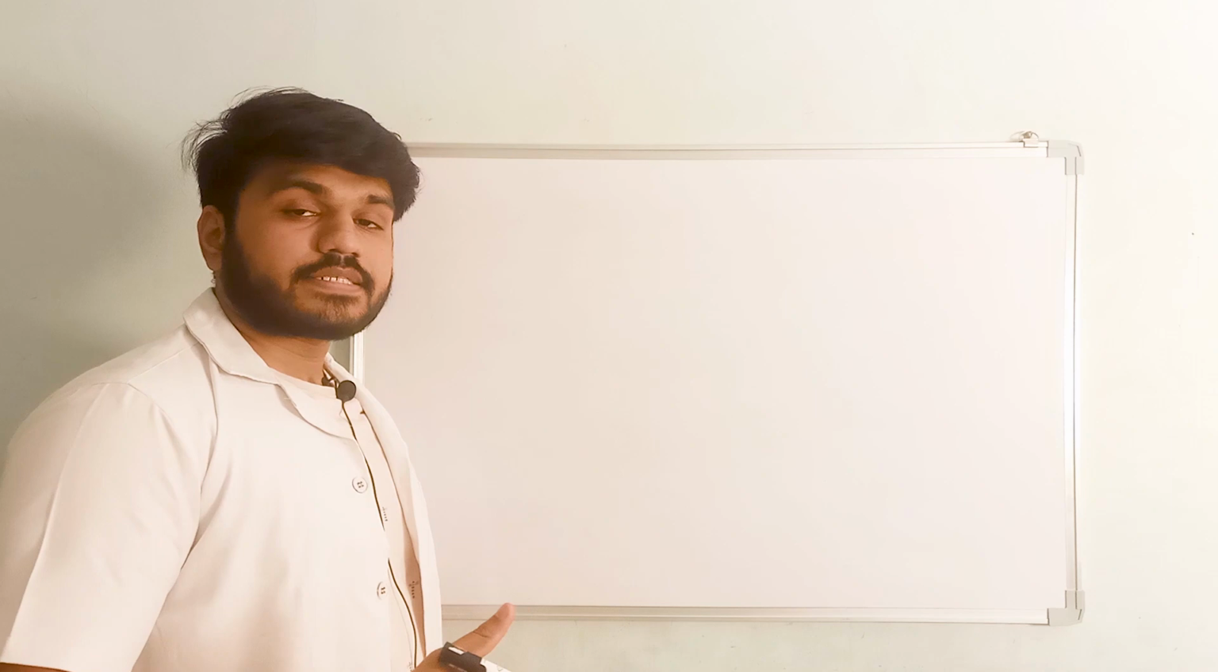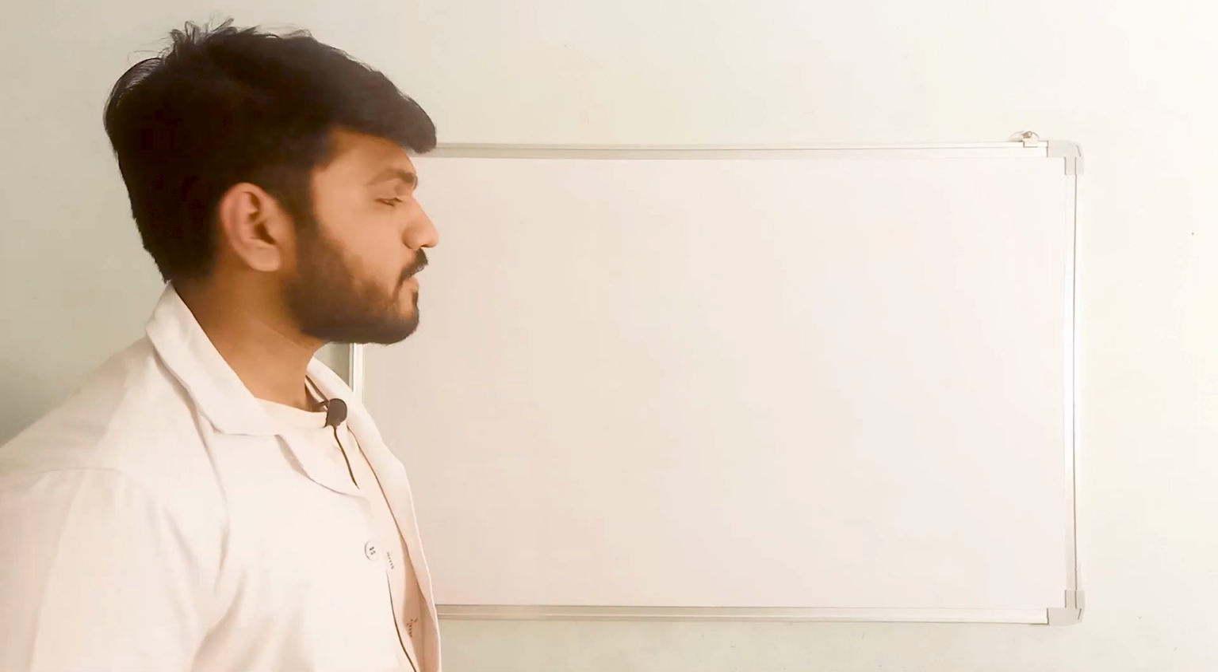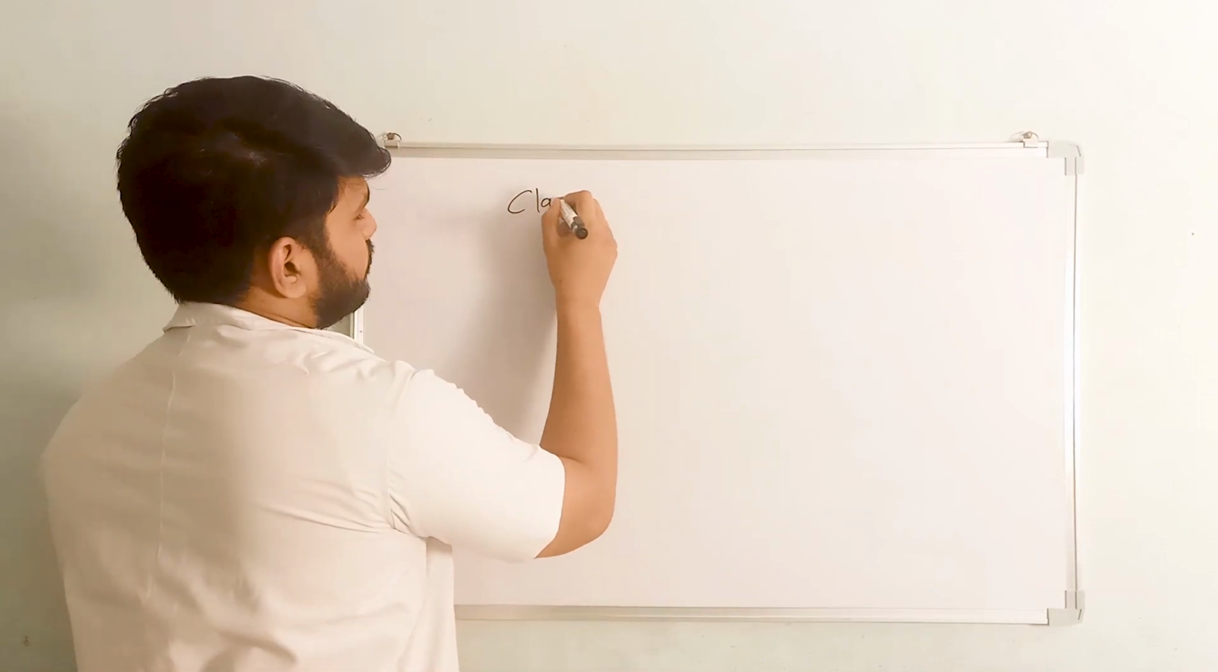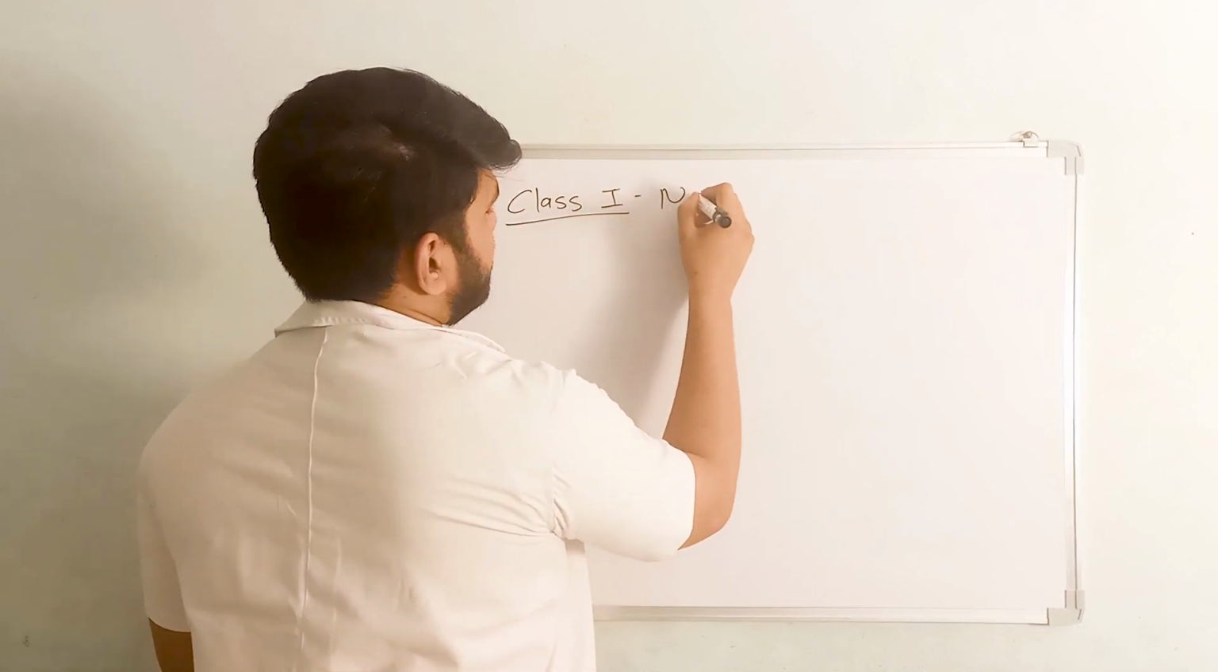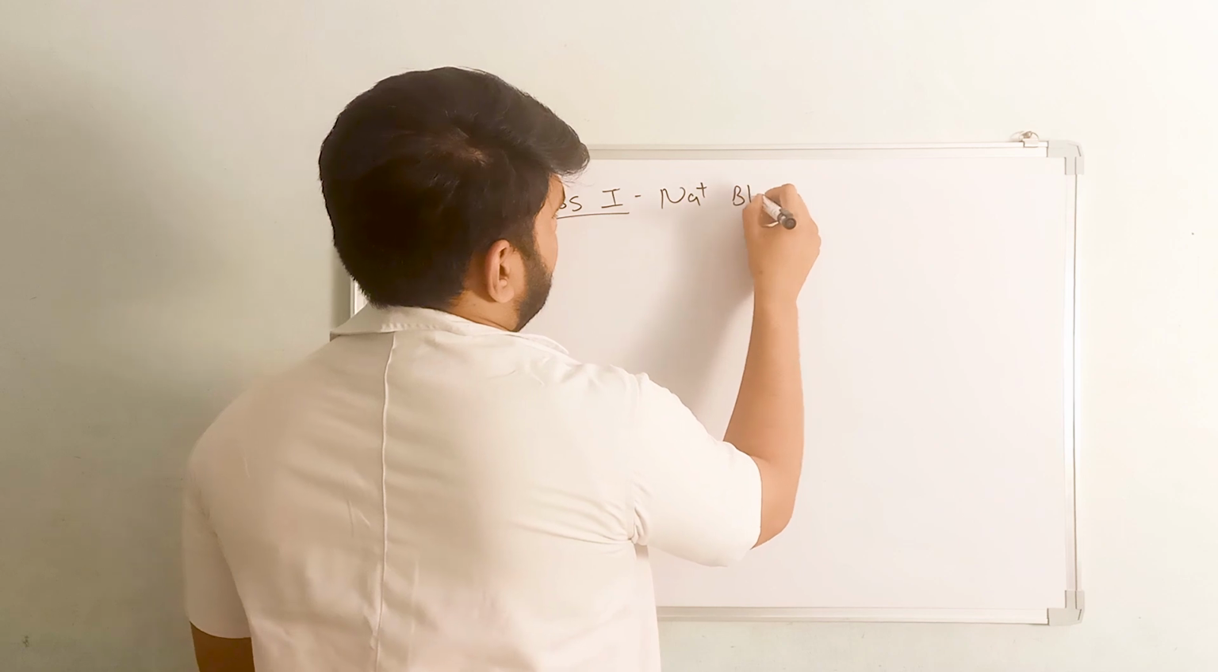So now let's understand one by one. We are going to start off with class 1. Class 1 antiarrhythmic drugs block the sodium channel.